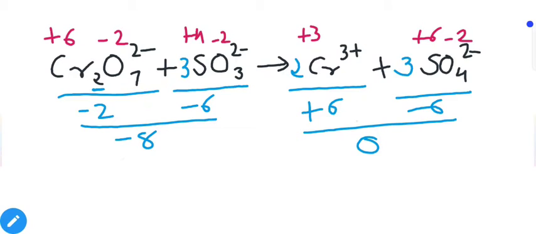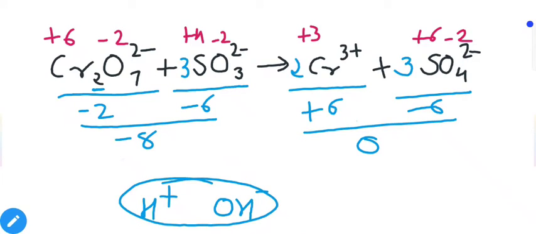So to equalize the charge we can add ions. If the medium is acidic, then we can add H plus. If the medium is basic, then we can add OH minus, and if the medium is neutral, then we can add both of them whenever required. So here it is mentioned our medium is acidic. That means we have to add H plus in the reaction. We cannot use OH minus.